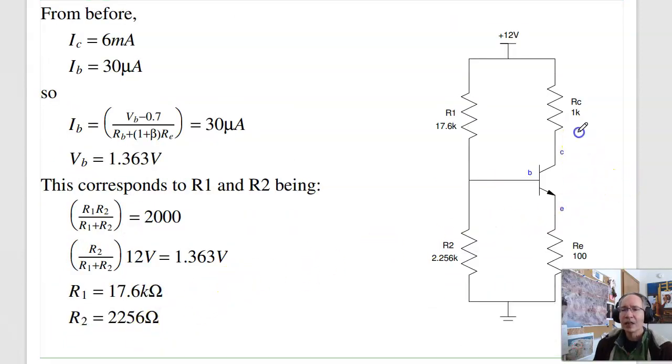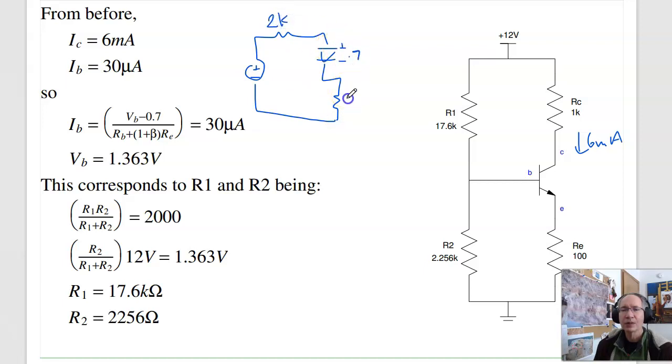From before, IC is 6 milliamps. IB is 30 microamps. Going around that left-hand loop over here, so this was your RB, that's 2K, this is 0.7 volts, this is 100 ohms, this is your VB, and that's IB. From before, IB is VB minus 0.7 over RB plus 1 plus beta times RE. That's 30 microamps. I know RB is 2K, solve for VB. VB is 1.36 volts.